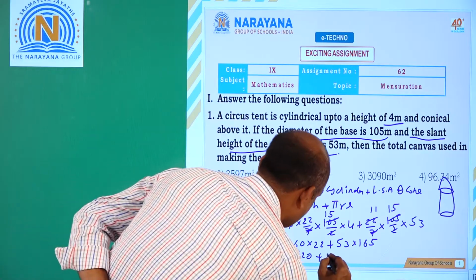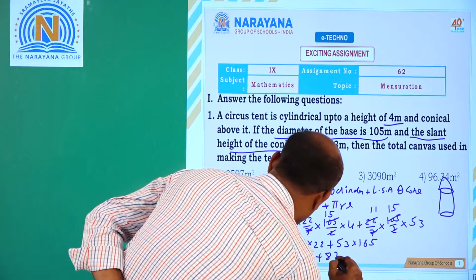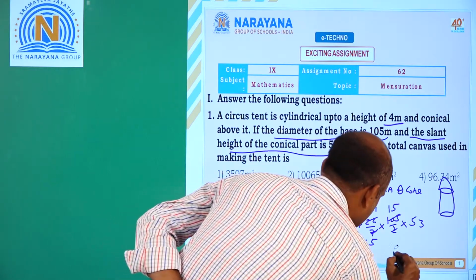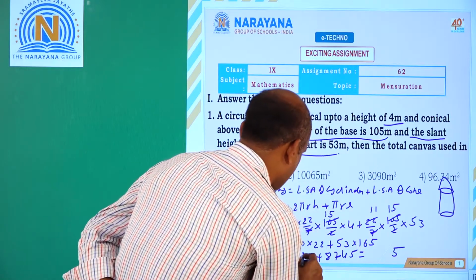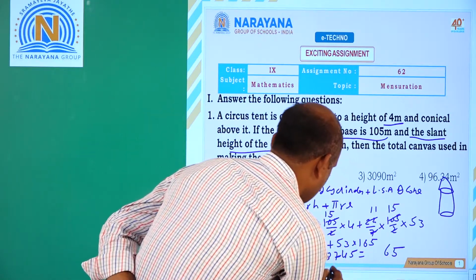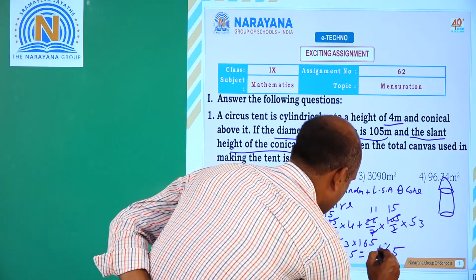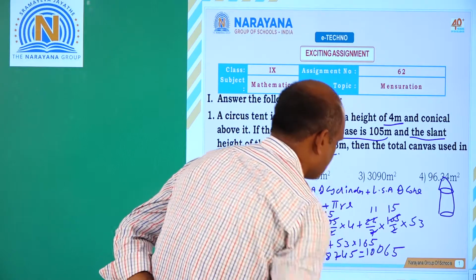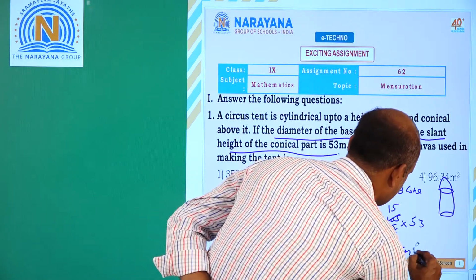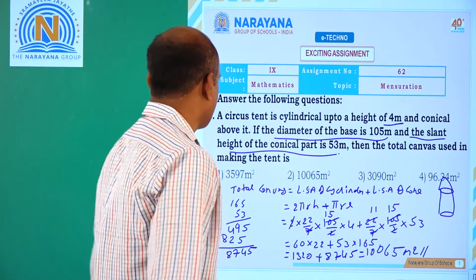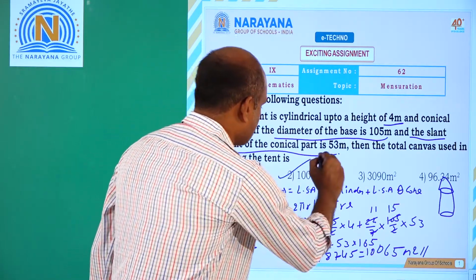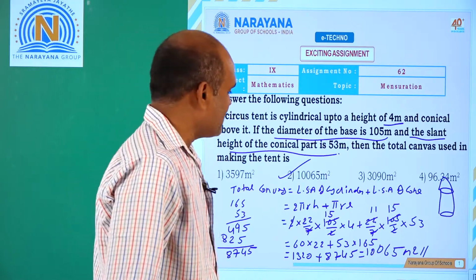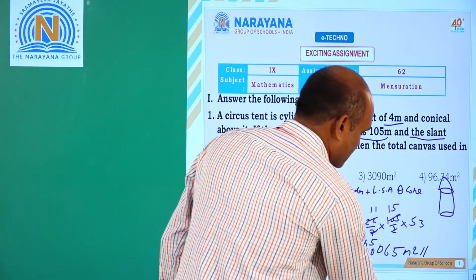That is 8745. Adding this to 1320, that is equal to 10065. That is, 10,065 meter square of canvas is required. So the correct answer is option 2.